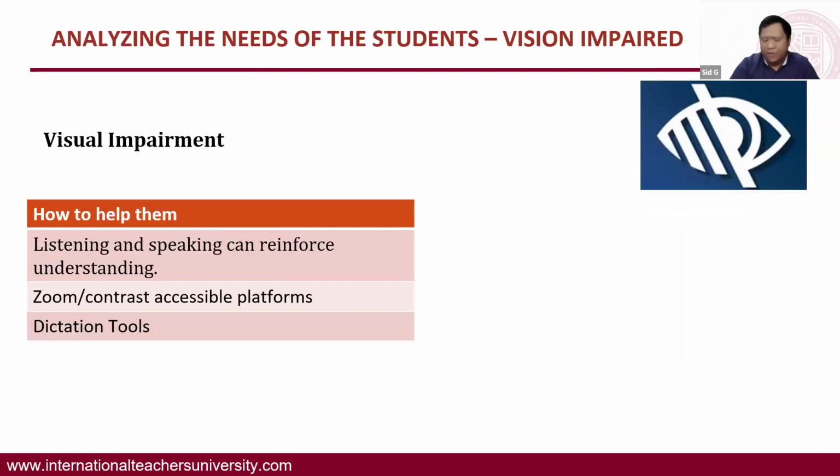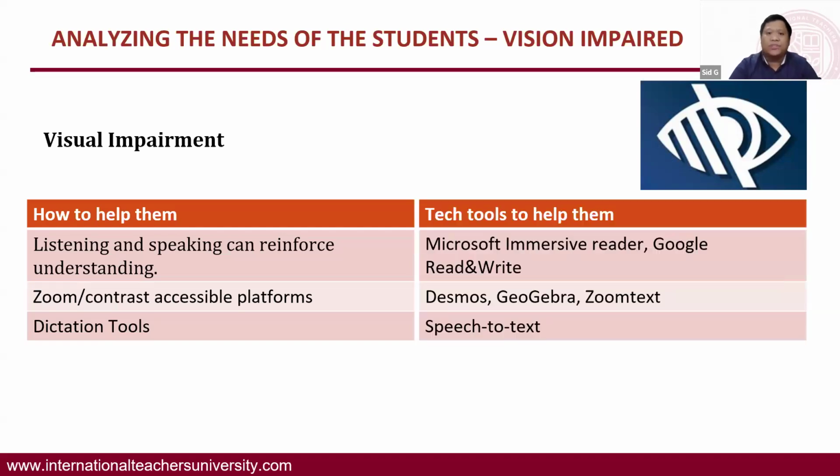visual impairment. Visual impairment, I have a student that when I ask them to open the laptop, this is the laptop screen and this is his face. It's very close to the screen so he can read the instruction. Luckily, I told him to just use the text to speech so it can talk back to him. He just needs to wear his earphones on that. Okay, dictation tools, zoom, contrast, accessible platforms. Desmos has it. Okay, and these are the tools that can help.